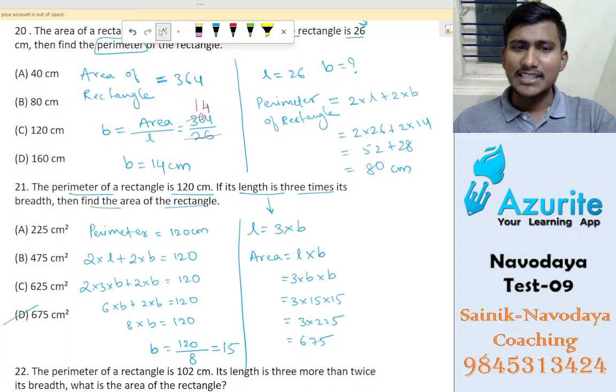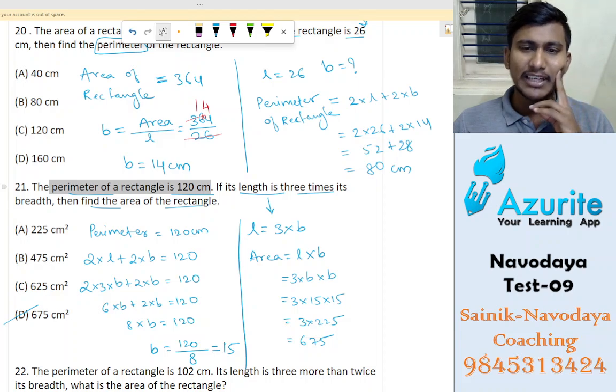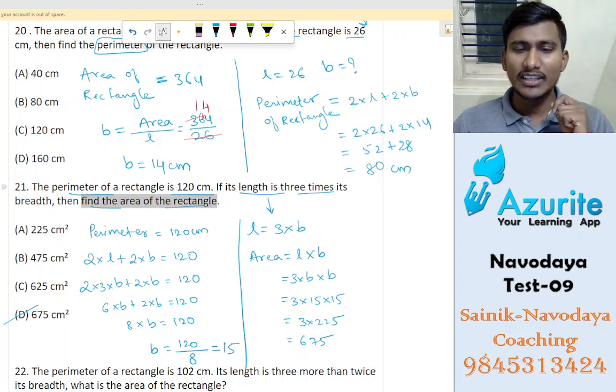So next is the 21st question. What have they given? Perimeter of a rectangle is 120 centimeter. Perimeter they have given. What are they asking? They are asking to find the area. From the perimeter we have to find the area. They have given that length is 3 times its breadth.